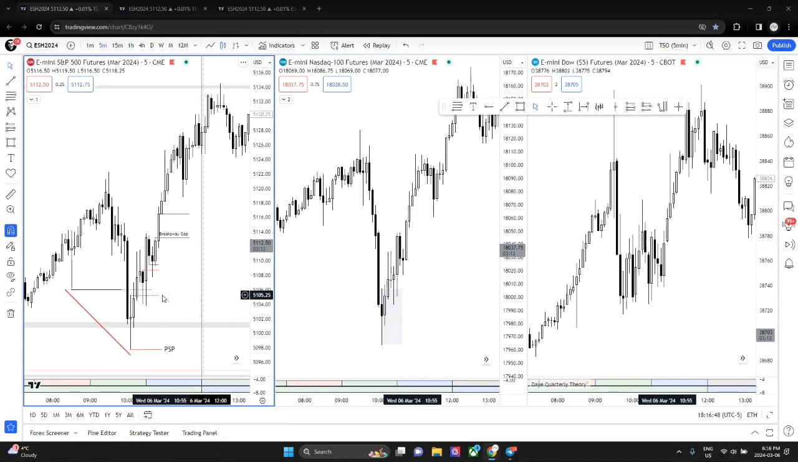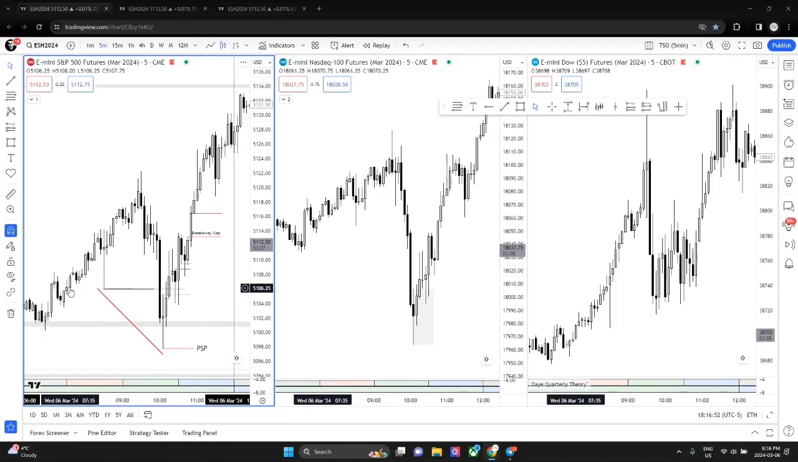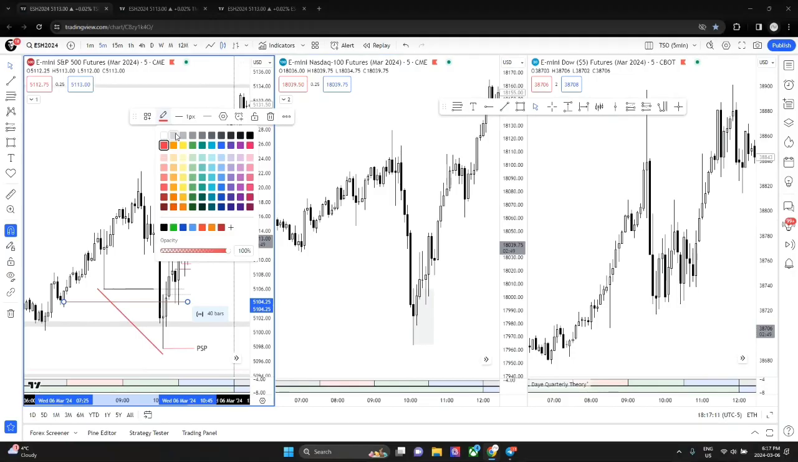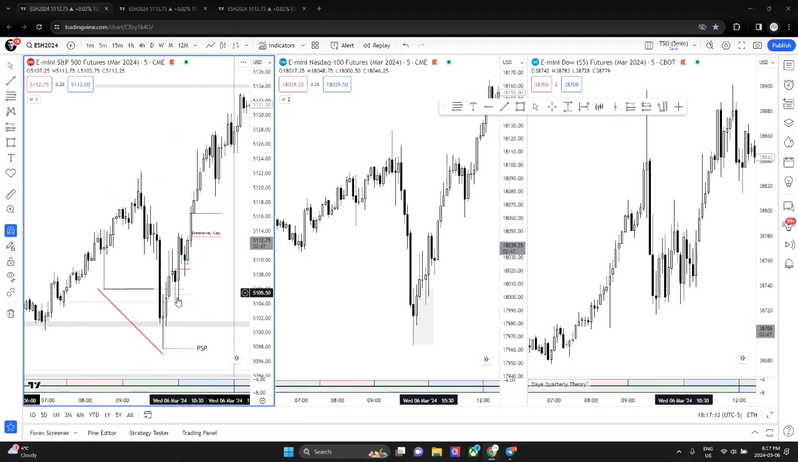Once it drops into here, right? And it dropped below the true session open, right? While we have this cracking correlation right here in regard to the swing points, right? So we drop below.